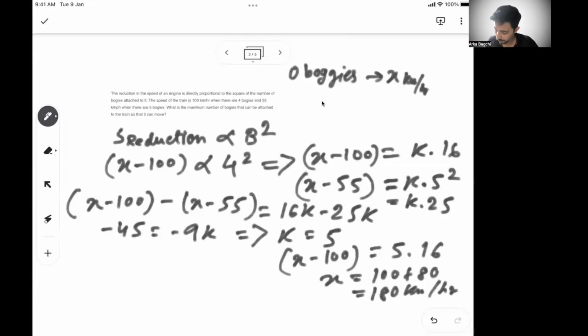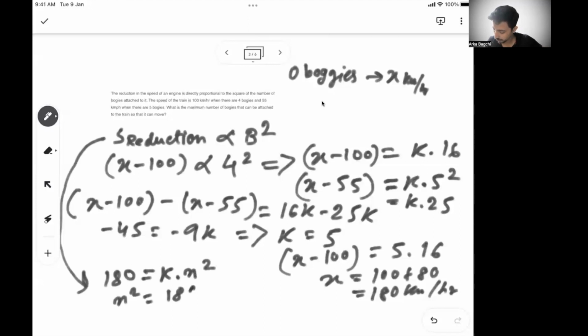So again, from this equation, the same thing we can write: 180 must be equal to k into n square, where n is the number of bogies attached to it. So k we know is 5, so n square must be 180 divided by 5, or 36. So from here we can say n is equal to 6. So we can say if you attach 6 bogies to it, the speed will become zero.